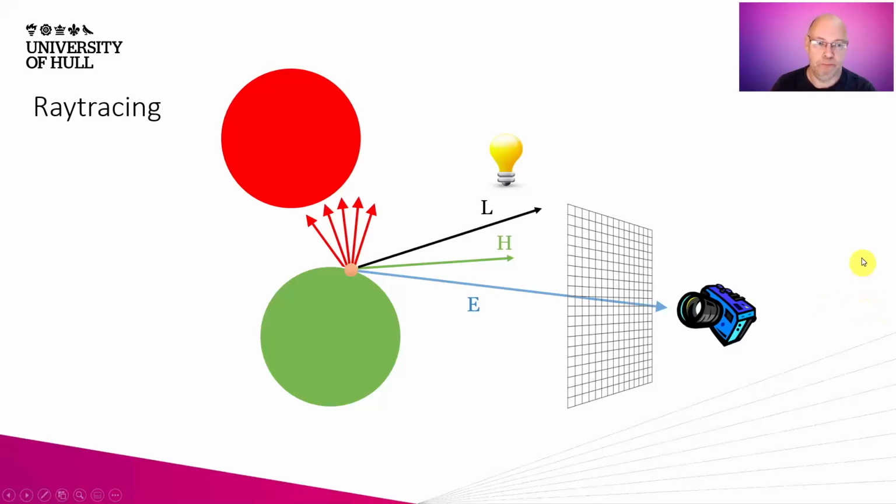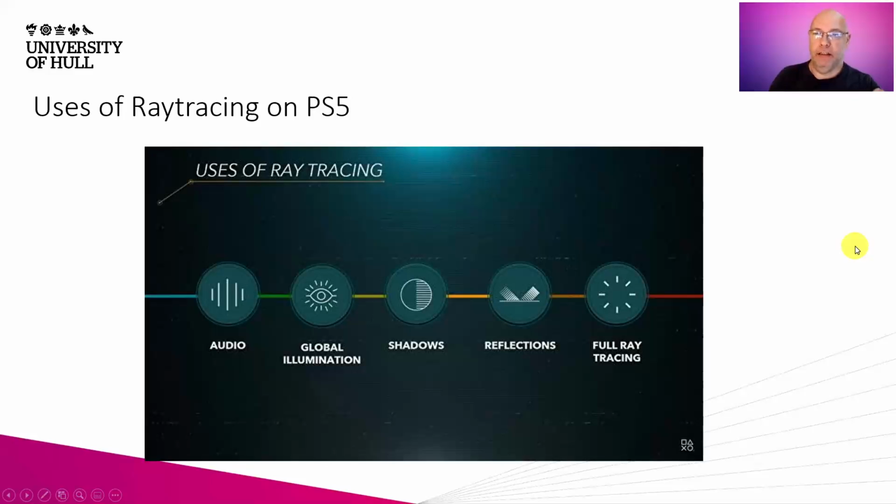But interestingly, the ray tracing capabilities of the consoles have been used for more than just graphics work. What they're also being used for are things like audio. If you think about audio, audio can bounce off things. If you're in a cave, then it'll echo and so on. So actually, they can be used for ray tracing.